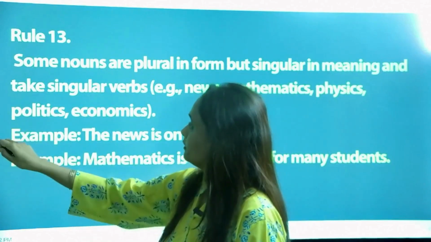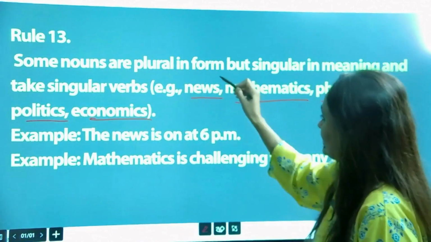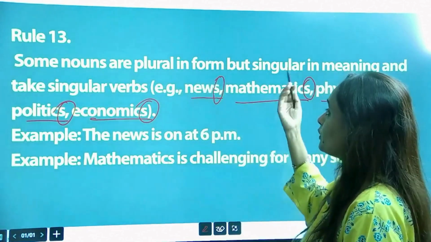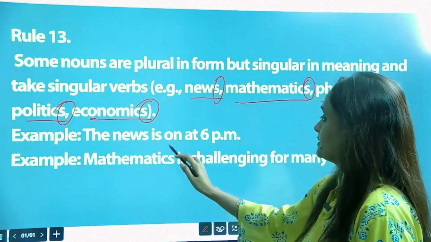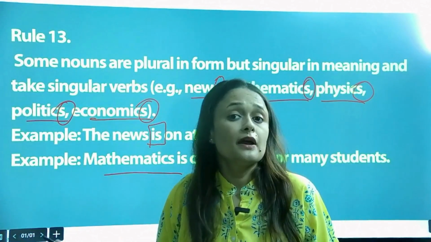Rule number 13. What does it say? Some nouns are plural in form but singular in meaning, and they take singular verbs. For example, news, mathematics, physics, politics, economics, right? These are actually plural in form but singular in meaning. So, for example, the news is at 6 p.m. Mathematics is challenging for many students. English is my favorite subject.